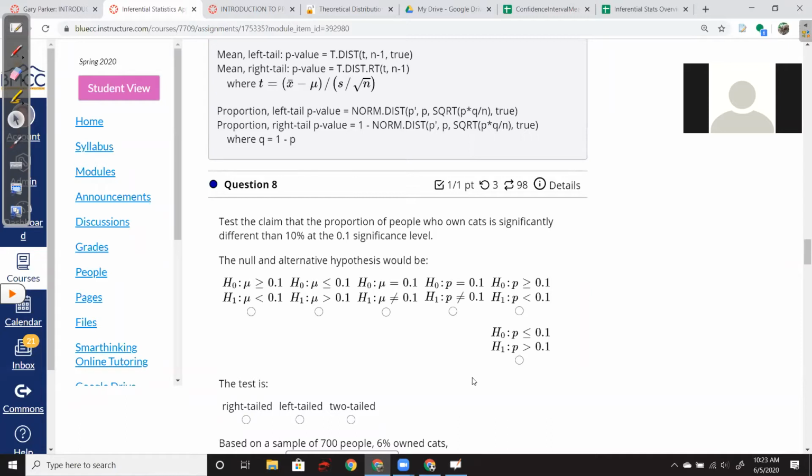So number 8 is a question that's worth doing more than once because it'll be a very different test each time. I was given here, let's see, test the claim that the proportion of people who own cats is significantly different, which means not equal. So this is a two-tailed test. I find a two-tailed test to be a little bit harder than other ones.